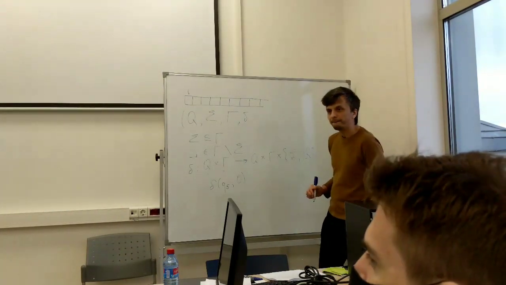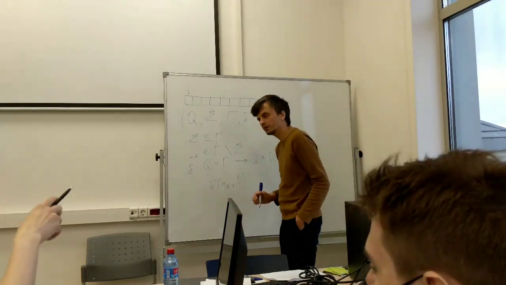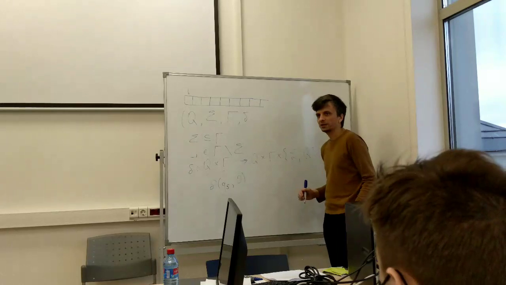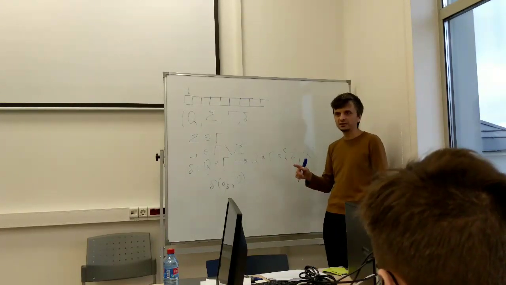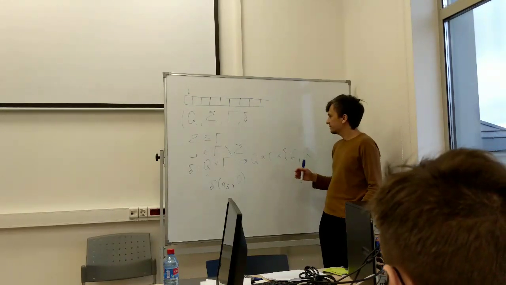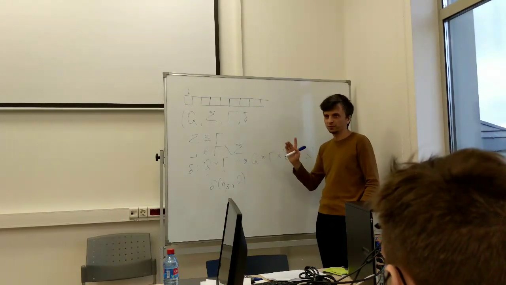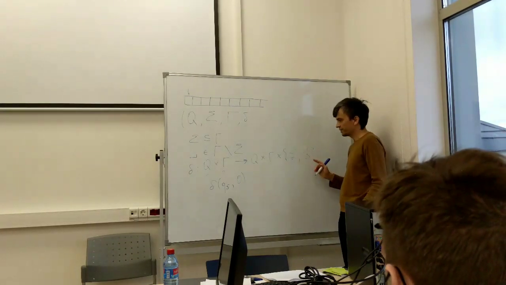What about the stay movement? No, we don't have it. It's possible to define a Turing machine so that you have a stay movement, which would mean that the head doesn't move, but we won't have it. We will always have either left or right.